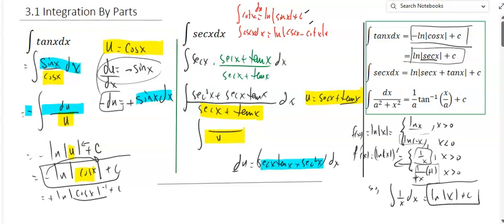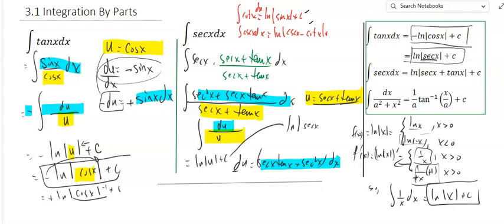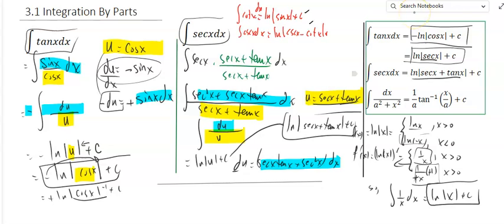And if you pay attention to this, it's really this. And that would be natural log of absolute value of u plus c. And since u was right there, that turns out to be natural log of secant of x plus tan of x plus c. Again, since this integral and this integral appear a lot more than we like, it's worth memorizing.